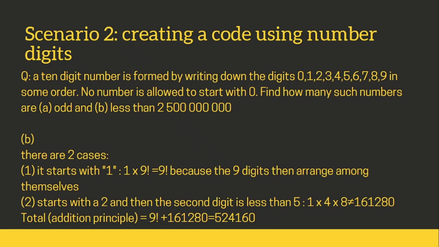But in the second scenario, when it starts with a 2, the second digit has to be less than a 5, and then only afterwards you can arrange the 8 numbers among themselves. So in this case, it will be 1 for the 2 times 4, because the second digit has to be less than 5, so 0, 1, 2, 3? No, 1, 2, 3, 4. And then afterwards, 8 factorial equals 161280. Again, the exclamation mark and the equal sign mess up in my typing. Then you add these 2 scenarios together, you will get 524160.